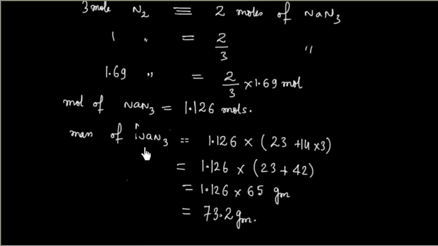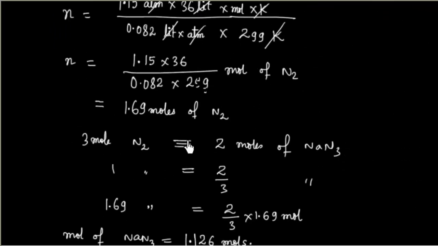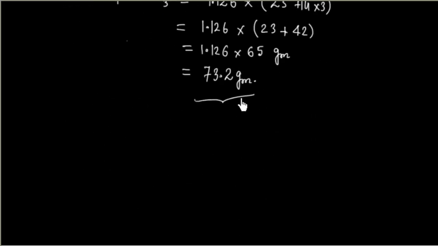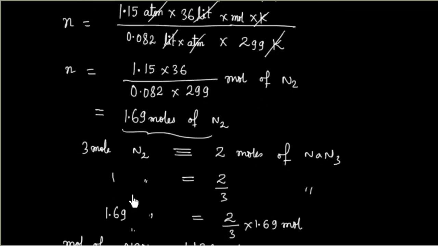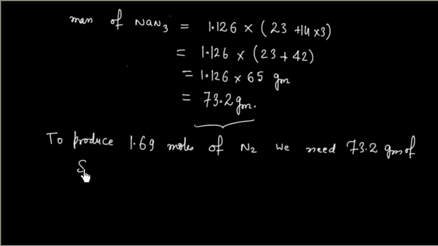So to produce this much amount of nitrogen, with this volume, pressure and temperature, that is basically, if we want to produce 1.69 moles of nitrogen, we have to take 73.2 gram of sodium azide. So I can say to produce 1.69 moles of nitrogen, we need 73.2 gram of sodium azide, that is NaN3.